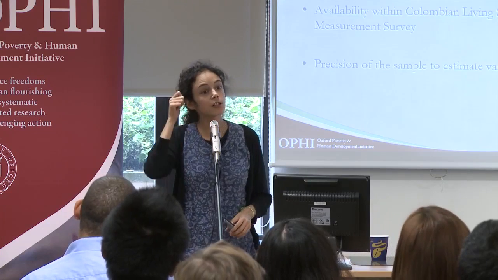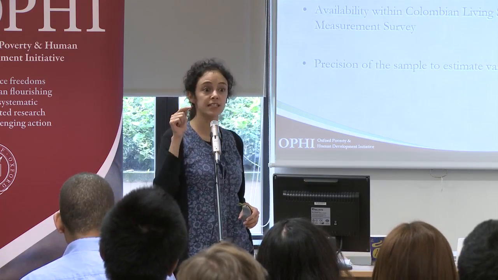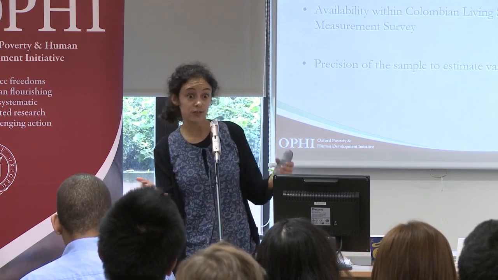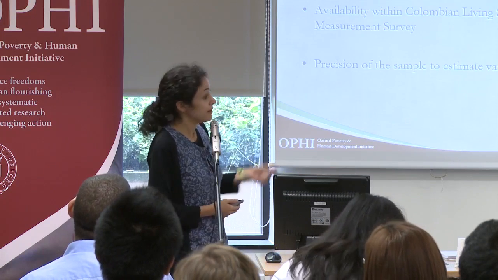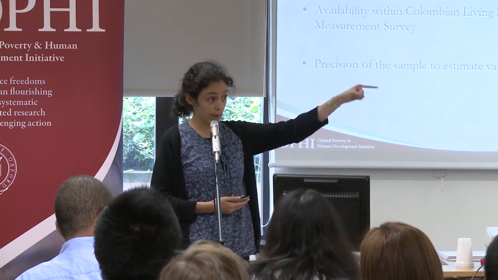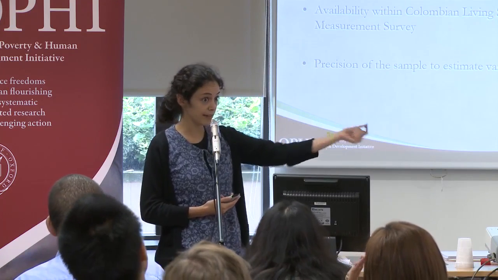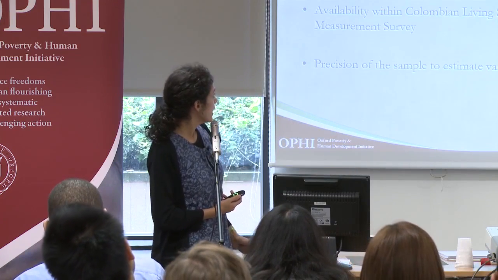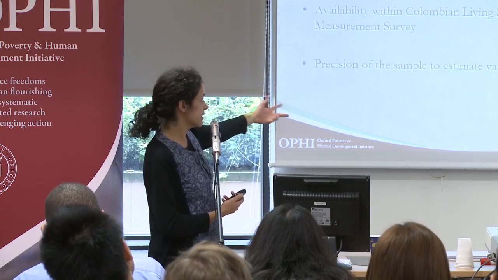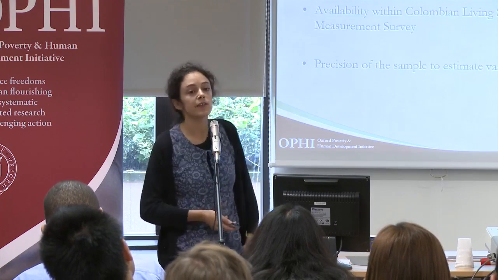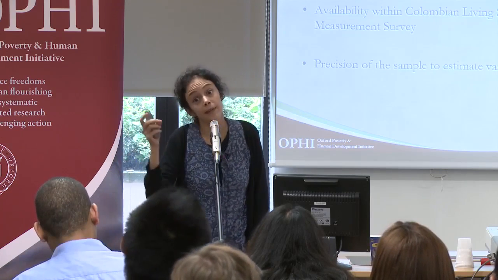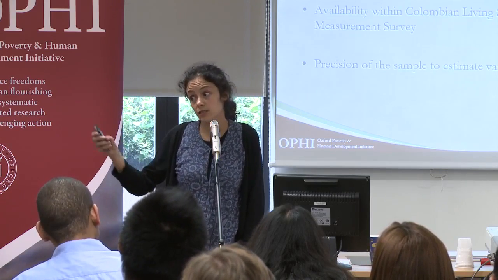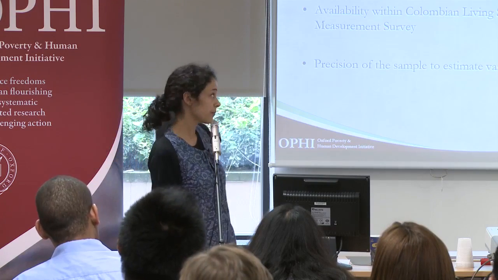Second, they also wanted indicators that can be changed, so that through policy actions they can see change. If they have an indicator that they cannot influence, then maybe it's not good to be there, because they cannot do anything about it. Since they are targeting progress towards their goals, they want to see what they can do to get there. Then they have a very good survey, the Colombian Living Standard Measurement Survey, which was already in place and which they keep as the main data source. But that means they could only use indicators with information in that survey.